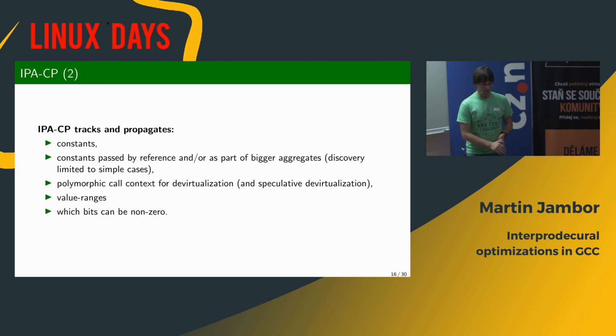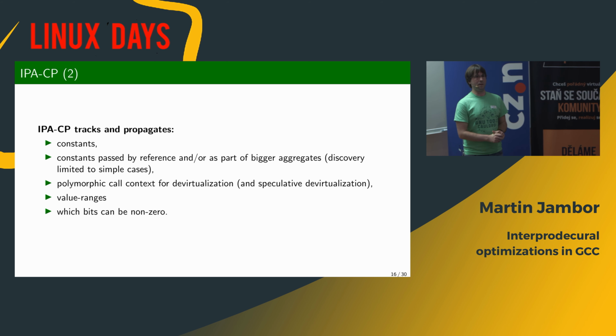It also propagates polymorphic call context for devirtualization. So if we know what class a particular object that is passed to a function is, we do propagate that, and if this means that it is clear which virtual function will actually be called at a point of a polymorphic call, we do propagate that, and we use it for cloning as well. The two last bits, value ranges and which bits are non-zero, are not used for cloning, but they are propagated and can be very important as well.